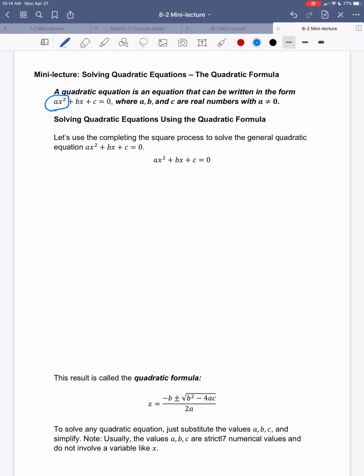And so remember the steps. The first thing that I need here for completing the square to work, I need 1x squared. So I don't want that a. I want to get rid of the a. So how I'm going to do that, I'm going to take this equation and I'm going to divide both sides by a.